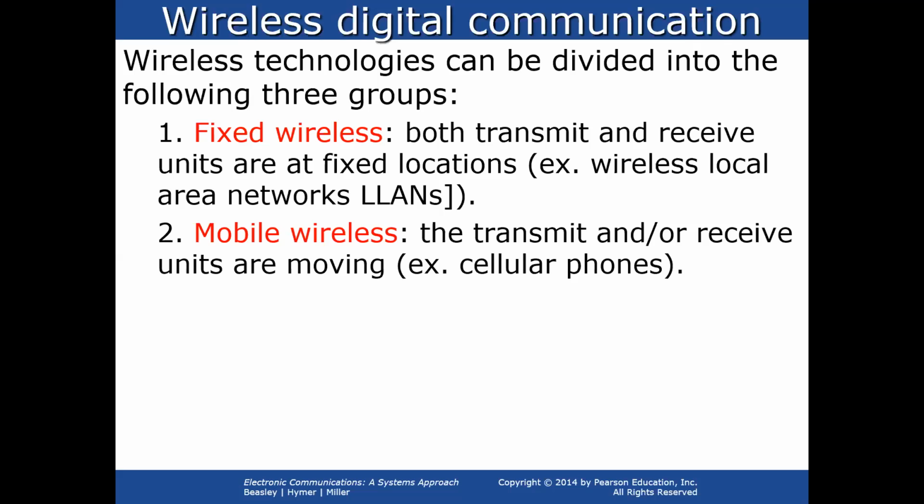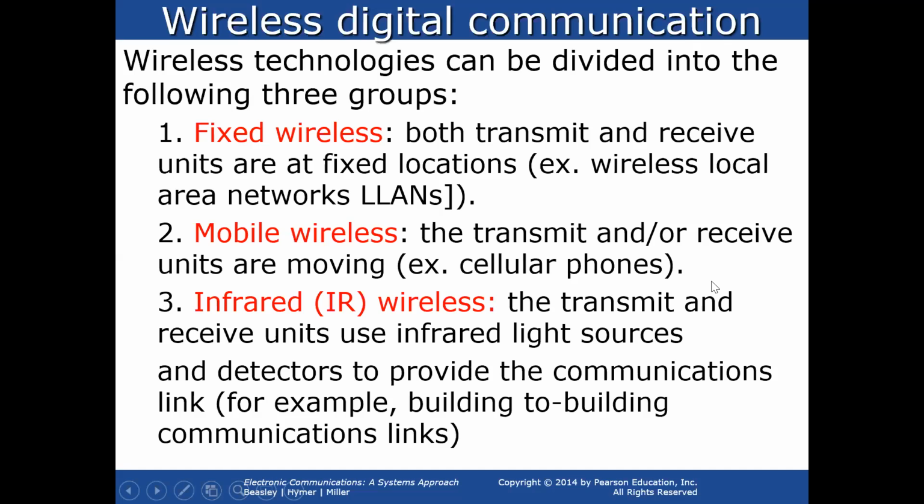So for fixed wireless, your transmit and receive units are at fixed locations. For mobile wireless, they are moving. And then we have infrared wireless, where the transmit and the receive units are infrared light sources and detectors to provide different kinds of communication links. An example of that is a building to building communications link. So this is just an overview of the different types of wireless technology.